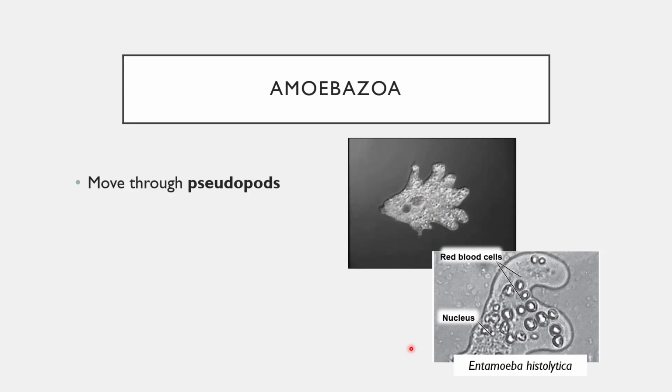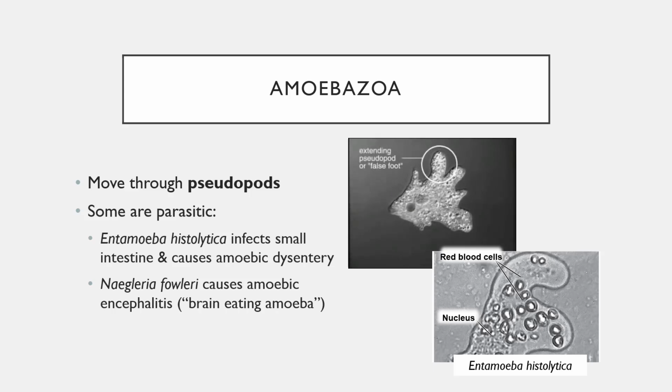And these pseudopods can be used for feeding. They can be extended out and used to engulf particulates, which are then brought into the cell and digested. Some amoebas are parasitic. Entamoeba histolytica, the one that you can see right here, infects the small intestine of humans and causes a diarrheal disease called amoebic dysentery. It is particularly severe because one of its mechanisms is it engulfs and destroys red blood cells. And you can see in this microscopy image right here, some of the red blood cells have been pointed out.